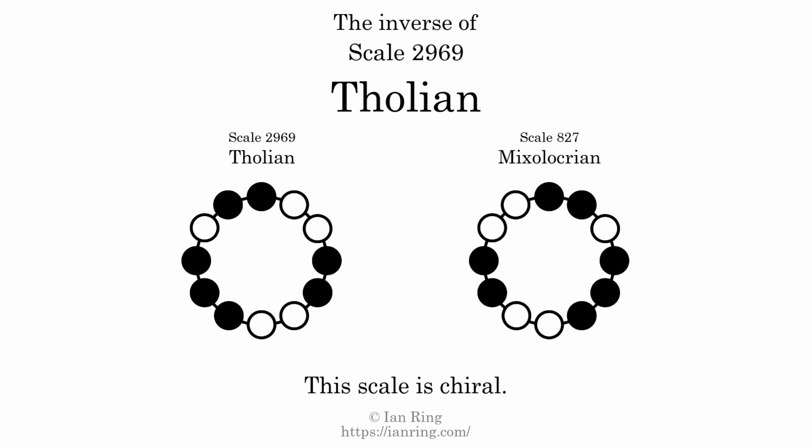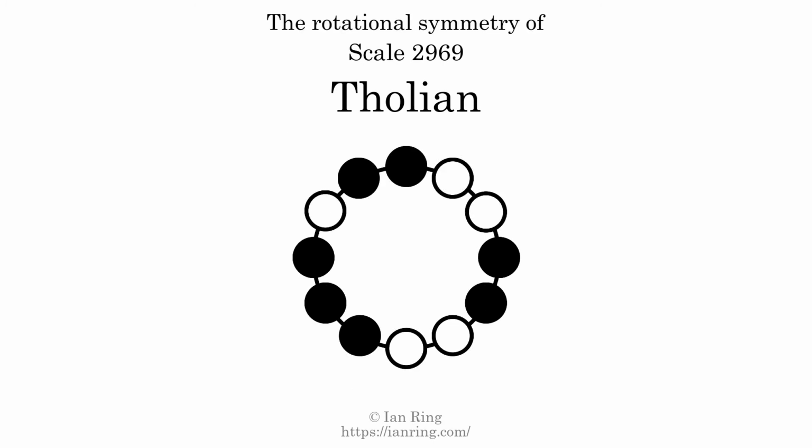The inverse of a scale is a mirror image. It is what you get when the sequence of intervals is reversed. The inverse of this scale is scale 827, also known as Mixolydian. This scale is chiral. It cannot transform into its inverse by rotational transformation. This scale has no rotational symmetry.